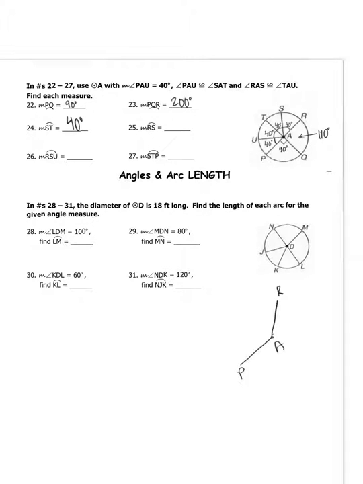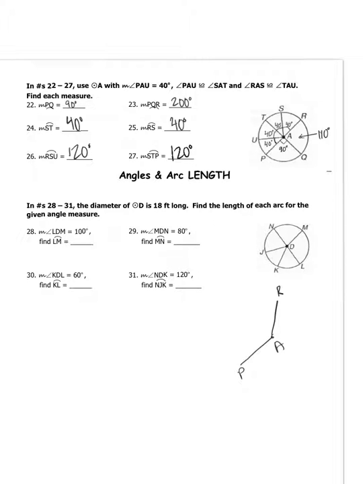The measure of arc R to S, that's also 40 degrees. The measure of major arc RSU, R to S to U, that's taking 1, 2, 3 of those 40 degrees, so 120. And finally, the measure of angle STP, again, 3 of those 40 degrees, so 120.